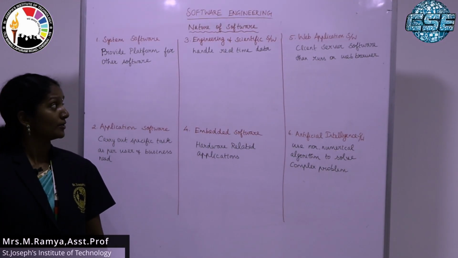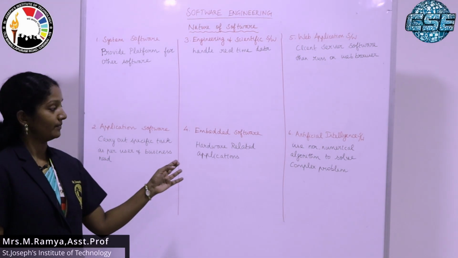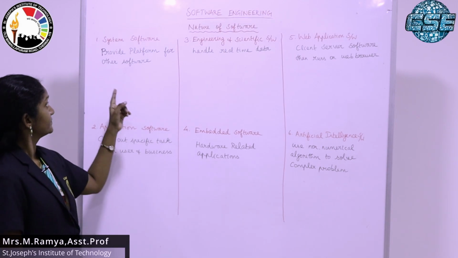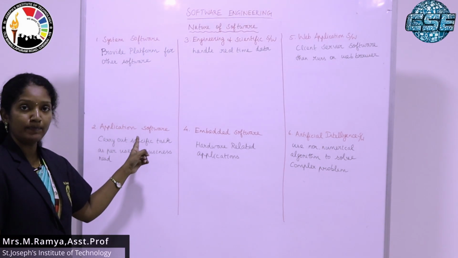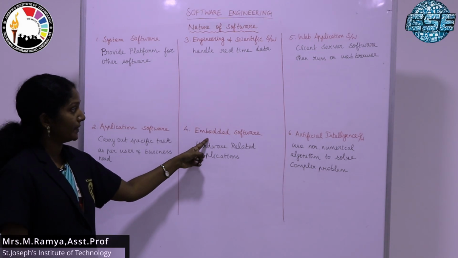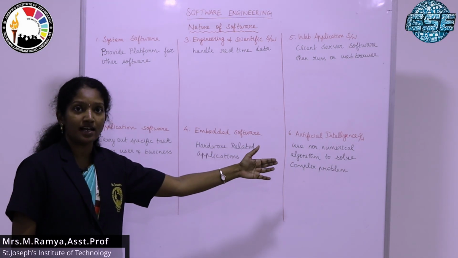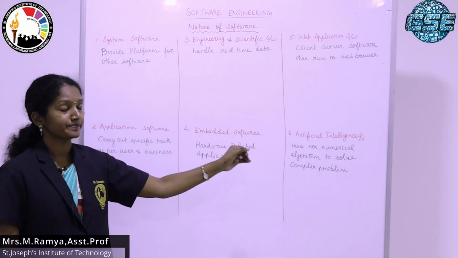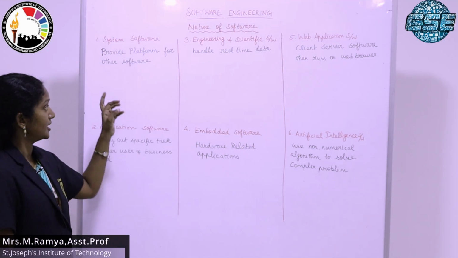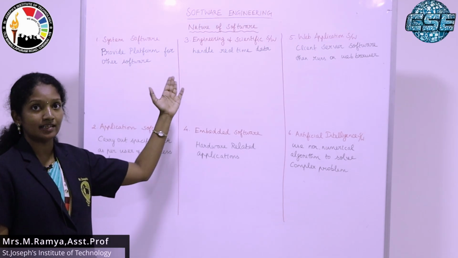Next we shall see the nature of software. The nature of software can be classified into these types. Let us see one by one: system software, application software, engineering and scientific software, embedded software, web application software, and the last one is artificial intelligence software. First one is system software. The software that provides a platform for other softwares is called system software.